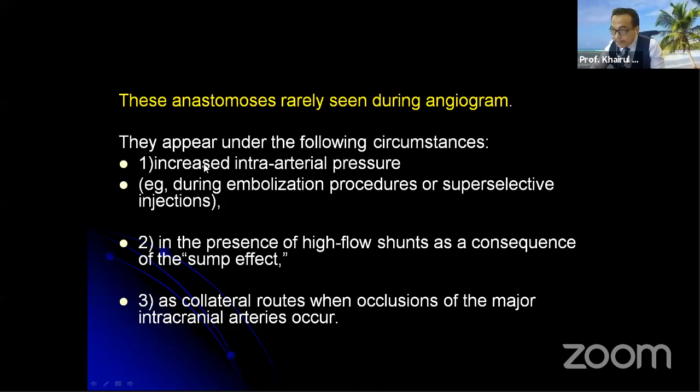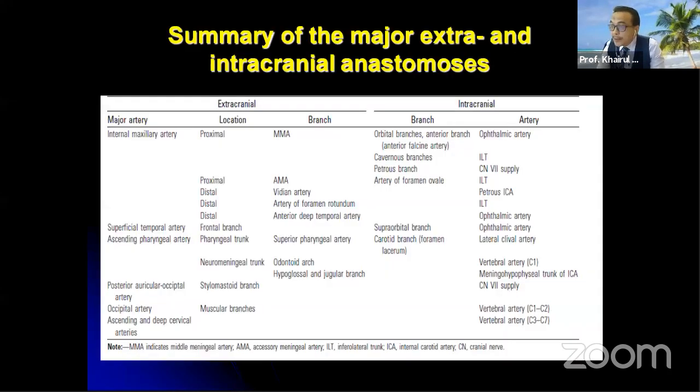Okay, when there is increased intraocular pressure, when we have already embolized the tumor, then the anastomosis can appear, especially when you're doing a procedure like superselective injection. And also there's the presence of high flow shunt as a consequence of the side effect of this procedure. And also when we occlude the vessel, a lot of collateral routes will open up during the treatment. This is a summary, it's a very busy slide of the anastomosis.